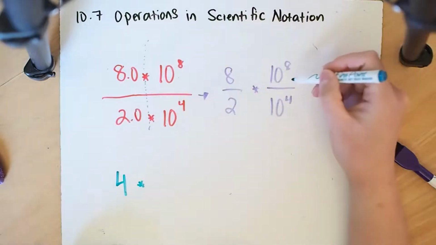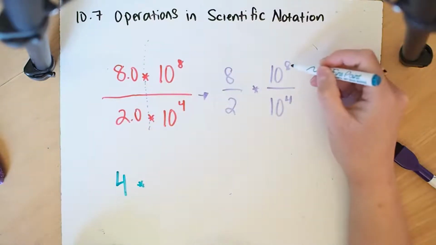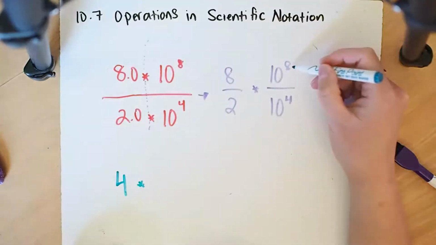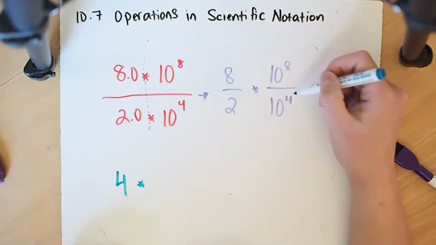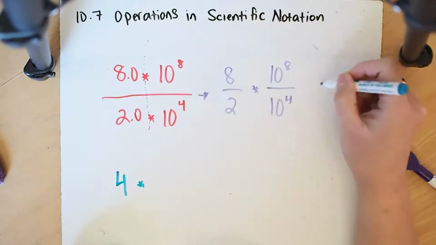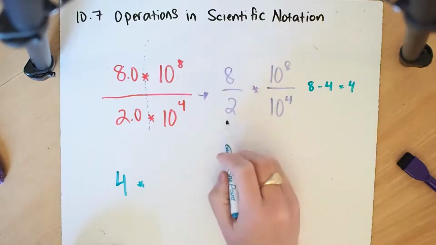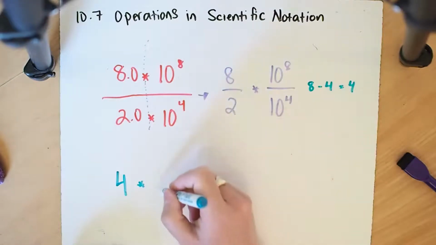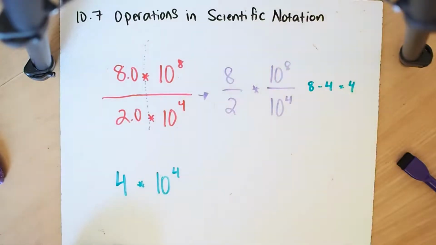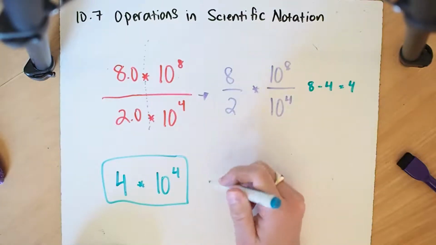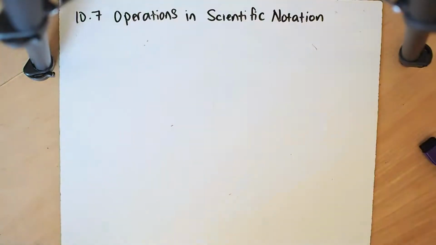Now I remember that because these have the same base and it's being divided, instead of adding the exponents, now I subtract. I subtract 8 minus 4, which equals 4. So I have 4 from 8 divided by 2 times 10 to the 4th power. This is already written in scientific notation, so I don't have to do anything further to it. It's done.